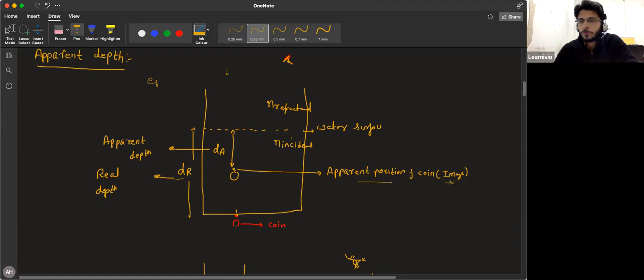If you talk in terms of ray optics, then this is the image. This is the object. The rays coming from the object get refracted at the water surface, and due to that refraction, you get an image which is this. So the coin which was placed here is visible at this point. So this is the real position, and the depth of this position from the free surface is known as real depth. And this is the apparent position of the coin, and its depth from the free surface is known as the apparent depth.